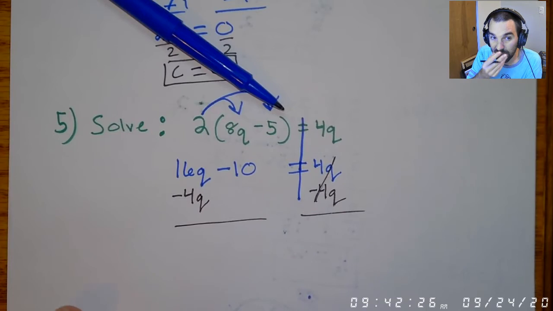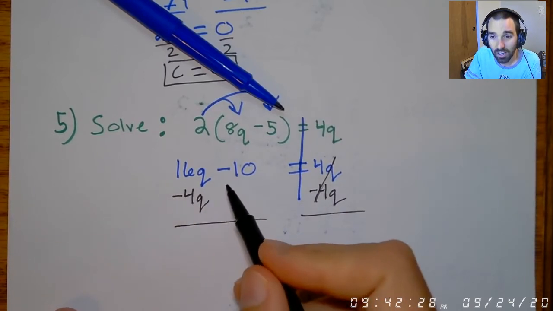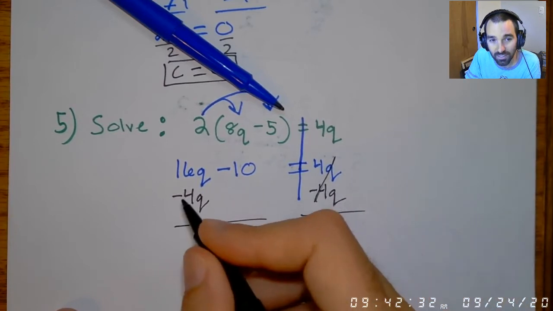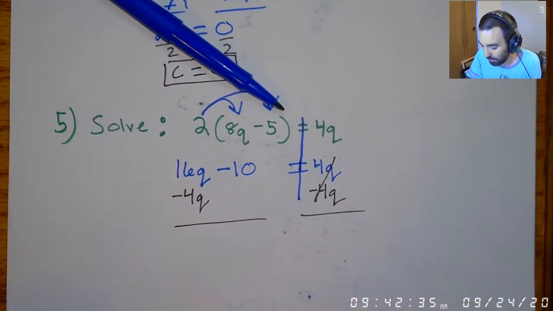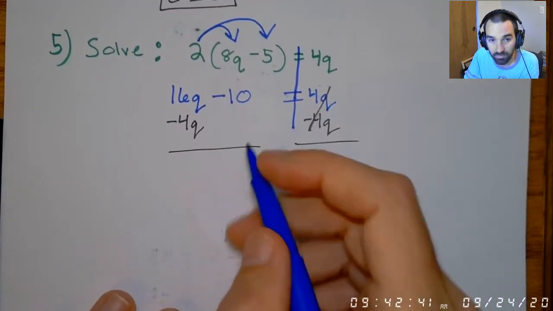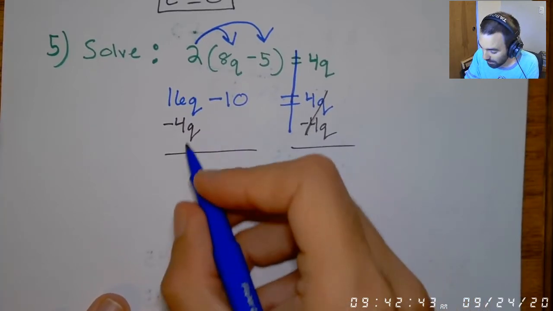Okay? And again, there's lots of different ways to start this problem, right? We could have added 10 to both sides. We could have subtracted 16q from both sides. I want you guys to know that there is definitely more than one way of doing this. Okay? All right.